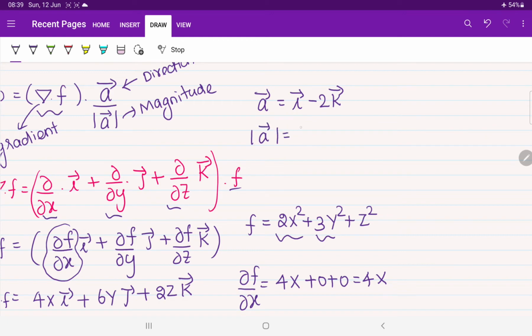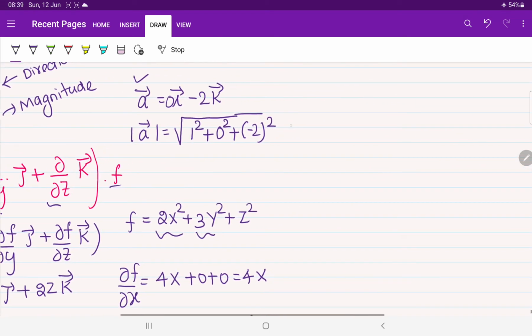The magnitude can be written as the square root of: coefficient of i is 1, so 1 square, plus coefficient of j. Is j present in your a vector? No, if it is not there, then 0 square. Coefficient of k is minus 2, so minus 2 whole square. That is how you identify the magnitude. Minus 2 whole square will give you plus 4, plus 1 square, and 1 square is again 1. So 1 plus 4 will be 5. We can write it as square root of 5.